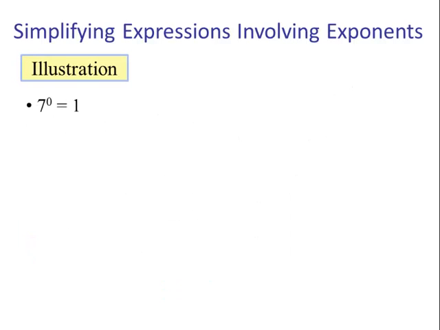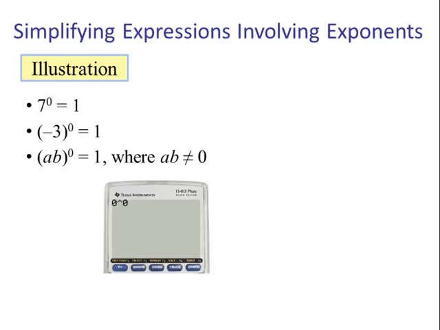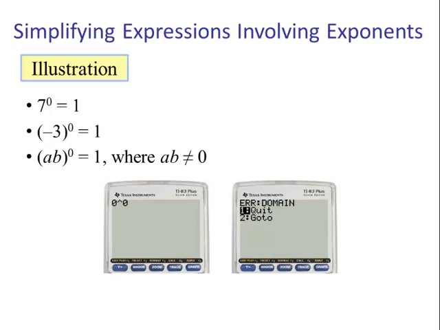So 7 to the 0 power is 1, a base of -3 to the 0 power is 1, and a product like AB raised to the 0 power is 1, as long as AB is not equal to 0. If you take 0 and raise it to the 0 power on the calculator, it gives you an error domain, which means 0 raised to the 0 power is undefined. It's not a real number.